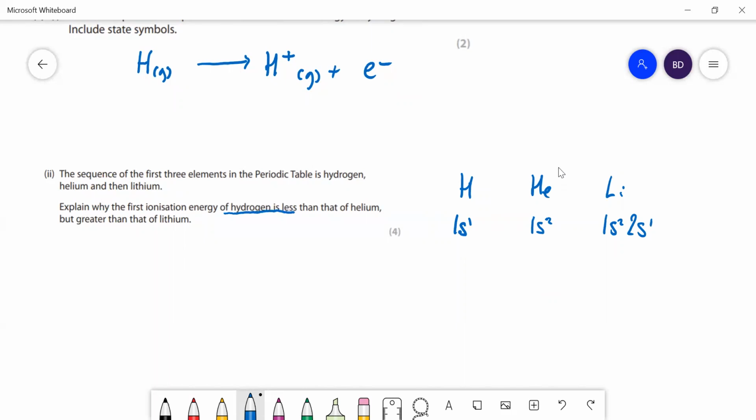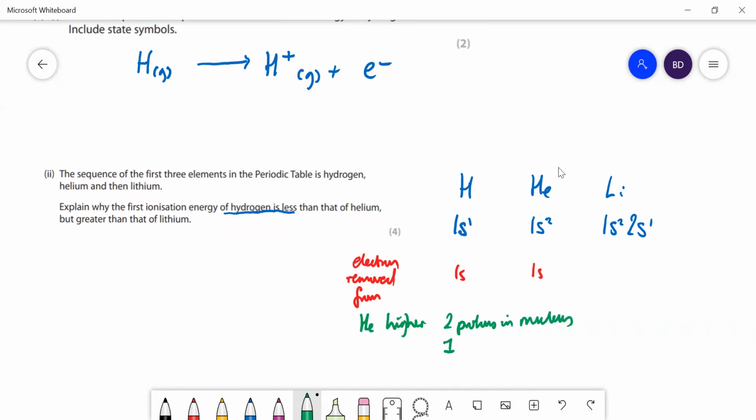Right, so let's think about why the first ionization energy of hydrogen is less than that of helium. Well, when we remove the electron, where are we removing the electron from? In the first ionization, it comes from the 1s orbital in both cases. So the distance to the nucleus is approximately the same, because it's from the same orbital, but helium's is a lot higher because helium has 2 positive protons in the nucleus, whereas hydrogen only has 1. So that's double the number of protons. So it makes a really big difference.